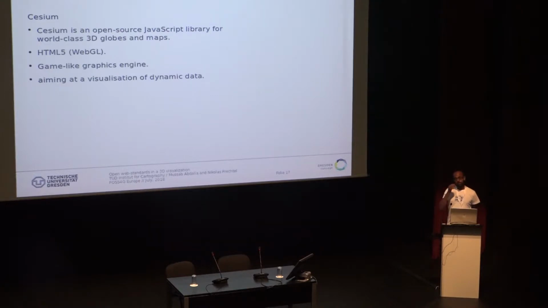A little bit of introduction about Cesium for people who didn't hear about it. It's an open source JavaScript library for world-class 3D globes and maps. It's built on HTML5 technology, namely WebGL, and it has an engine that resembles game engines, and this is why it actually works very well when it comes to visualizing dynamic data.